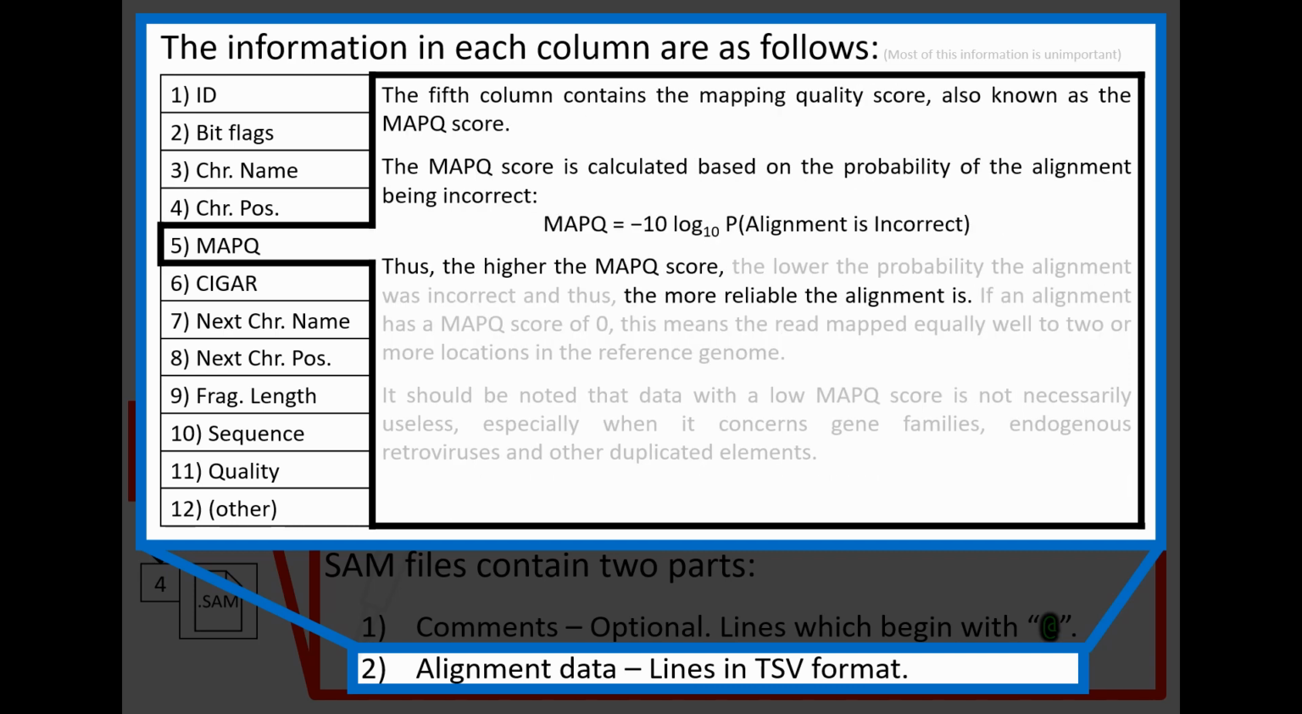The 5th column contains the mapping quality score, also known as the MapQ score. The MapQ score is calculated based on the probability of the alignment being incorrect. MapQ equals -10 times log p, where p is the probability that the alignment is incorrect, while log is in base 10. Long story short, the higher the MapQ score, the more reliable the alignment is.